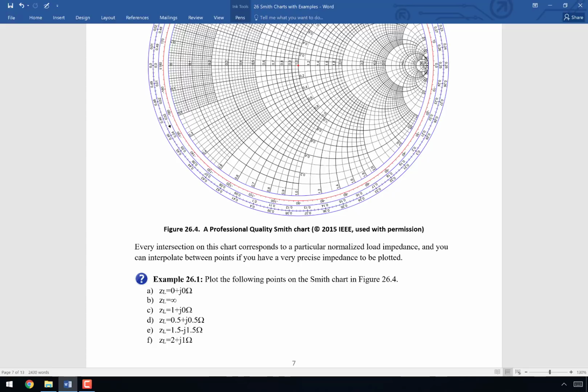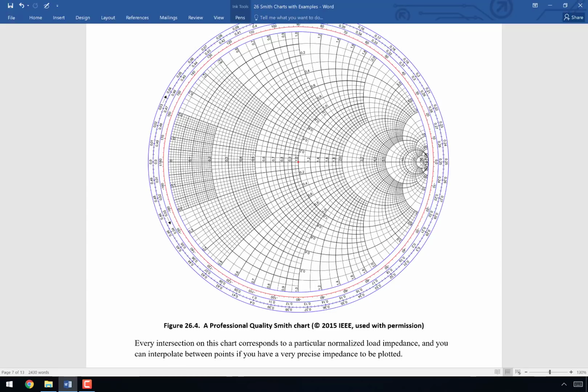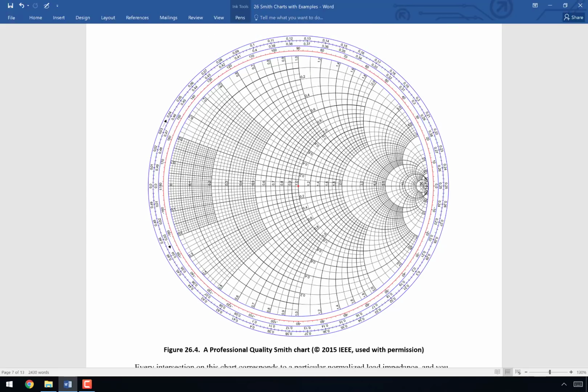So let's do these examples here. Z sub L equals 0 plus j0. So if I'm looking for the R equals 0 circle, that's going to be this one right here. So that's somewhere around the outer perimeter of the circle. And because it's plus j0, there's no deflection up or down. I'm actually right at that point. I'm right at this point right here. That's the point A.